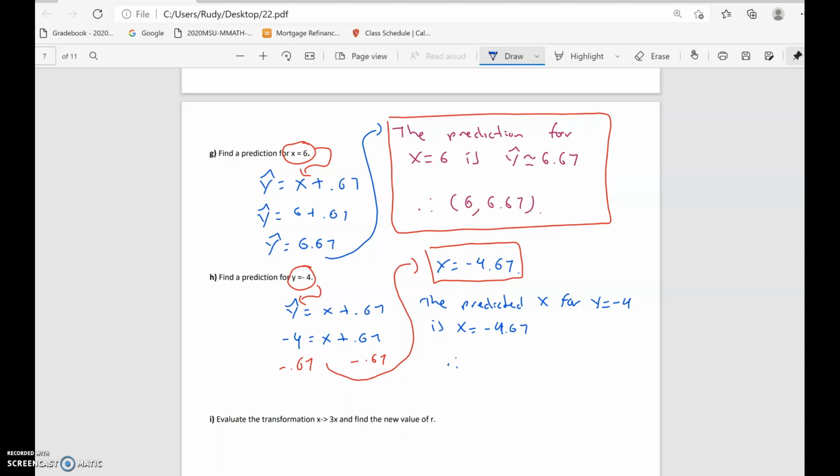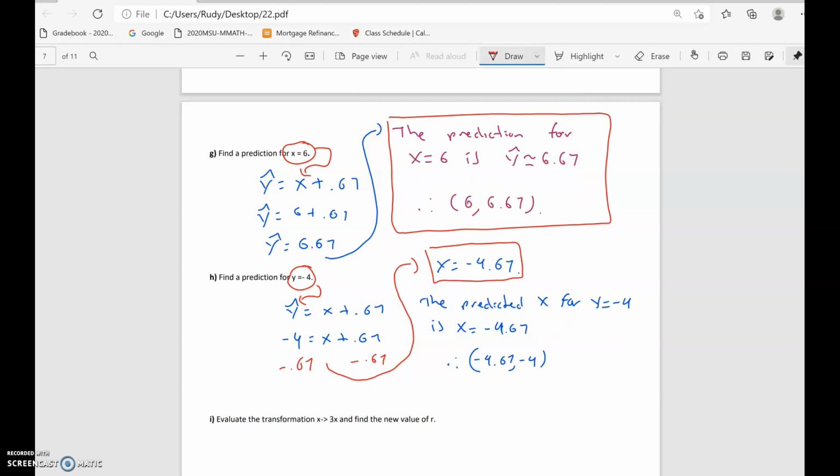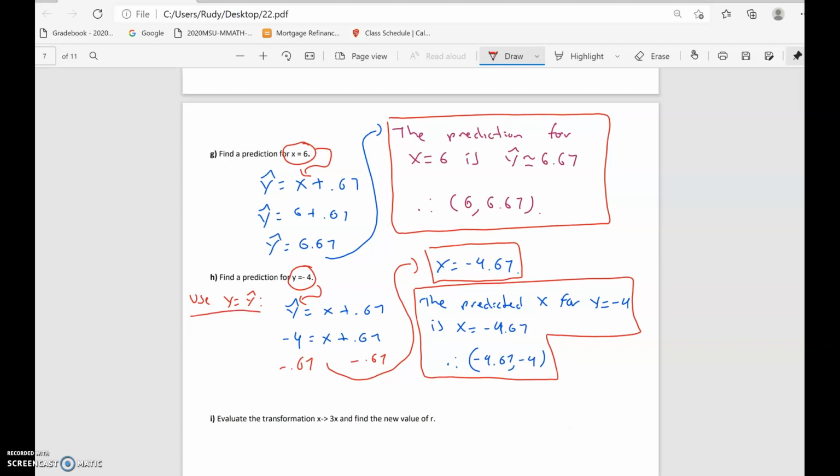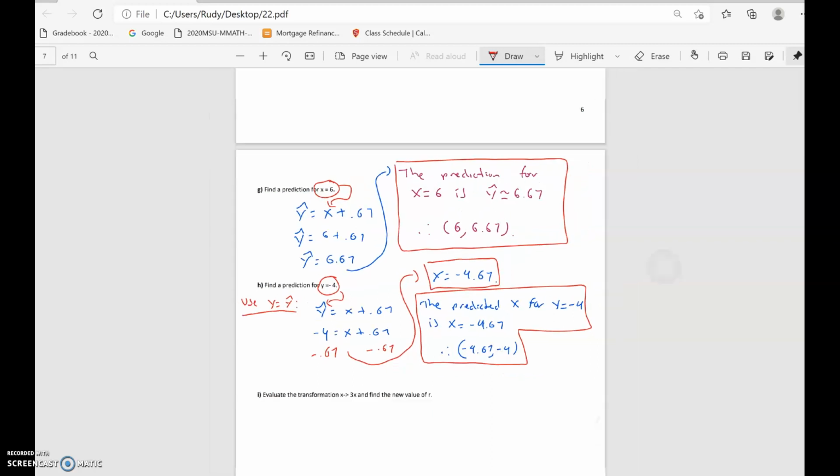And as a coordinate point, -4.67, comma, -4. Now I'm rewriting all of these as technically coordinate points. And also for this problem, we're using the fact that y represents y hat in your prediction. So in this case, I'm just going to leave it like this. -4.67 is going to be our prediction for a y of -4.